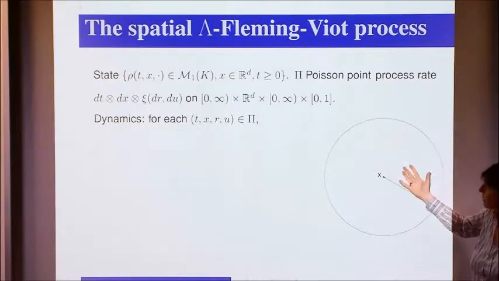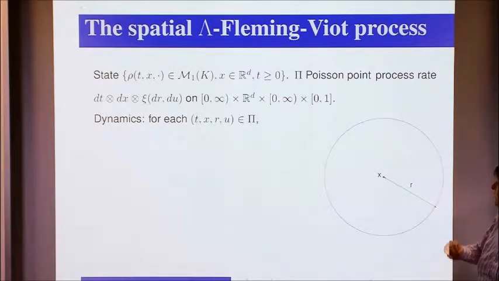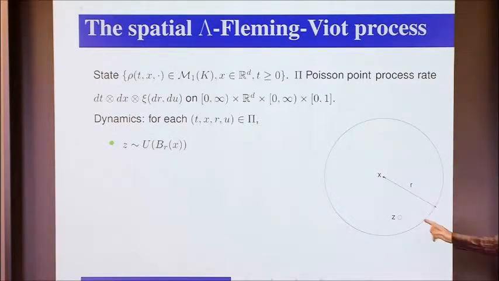And how does it change with time? Well, again, I use this Poisson point process of events. So I throw down disks in a homogeneous way at a constant rate. And when a disk falls, first of all, I'm going to pick a location for the parent.